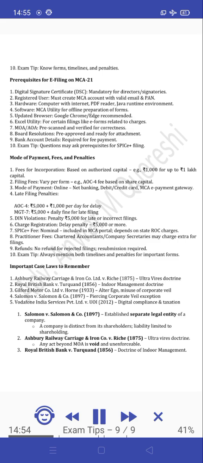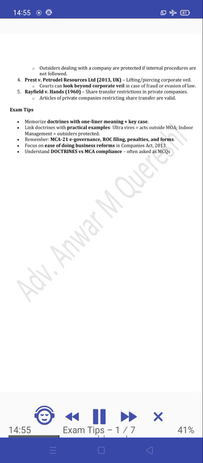3. Royal British Bank vs. Turquand, 1856: Doctrine of Indoor Management. Outsiders dealing with a company are protected if internal procedures are not followed. 4. Prest vs. Petrodel Resources Limited, 2013, UK: lifting or piercing the corporate veil. Courts can look beyond the corporate veil in case of fraud or evasion of law. 5. Rayfield vs. Hands, 1960: share transfer restrictions in private companies. Articles of private companies restricting share transfer are valid.